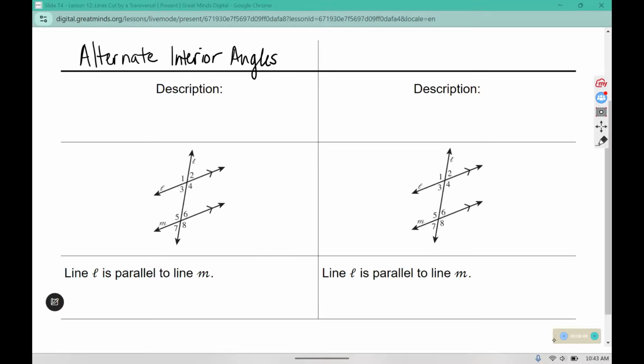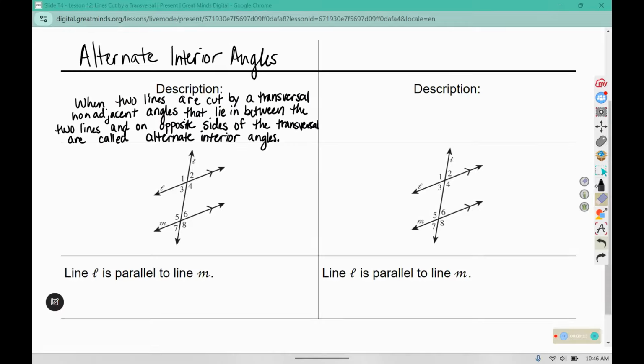And when two lines are cut by the transversal, non-adjacent angles that lie in between the two lines, so inside of the parallel lines, and on opposite sides of the transversal, are called alternate interior. So interior, think of between the two lines, and alternate meaning opposite sides. So we will highlight those sets.